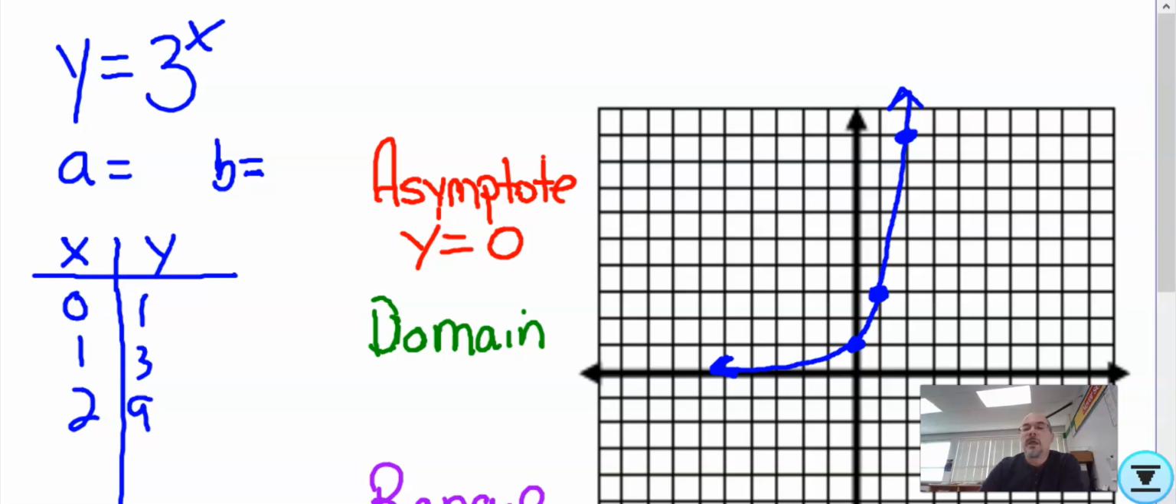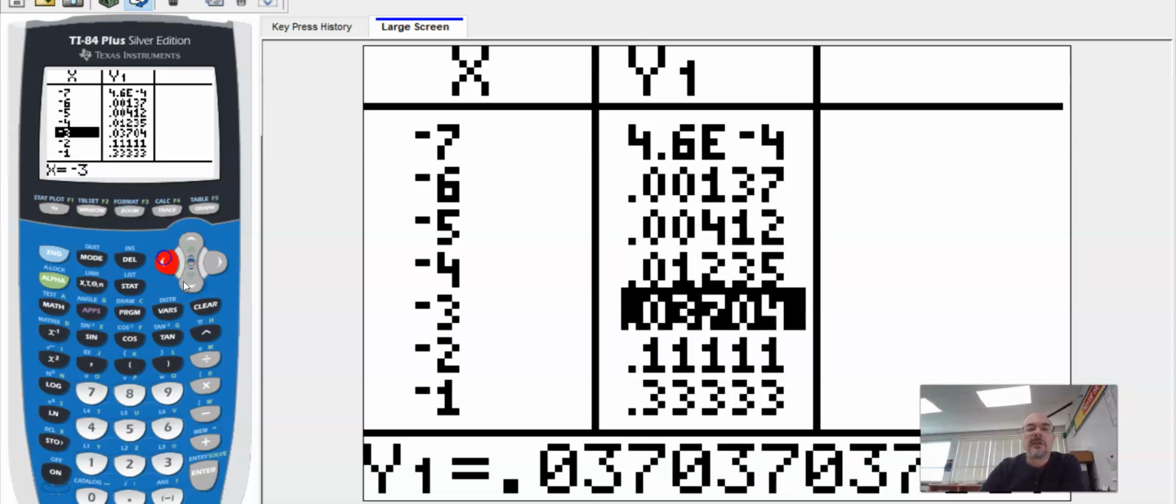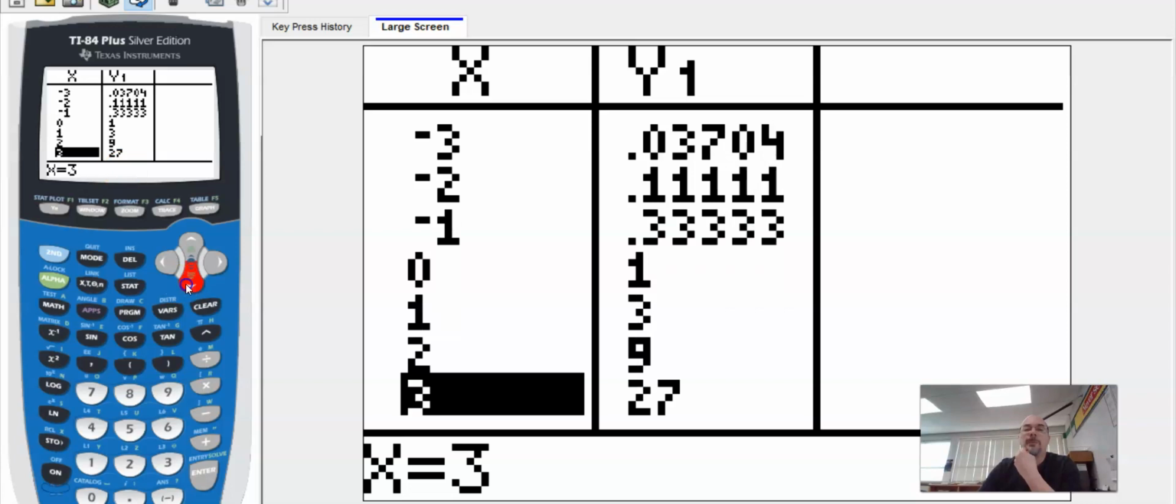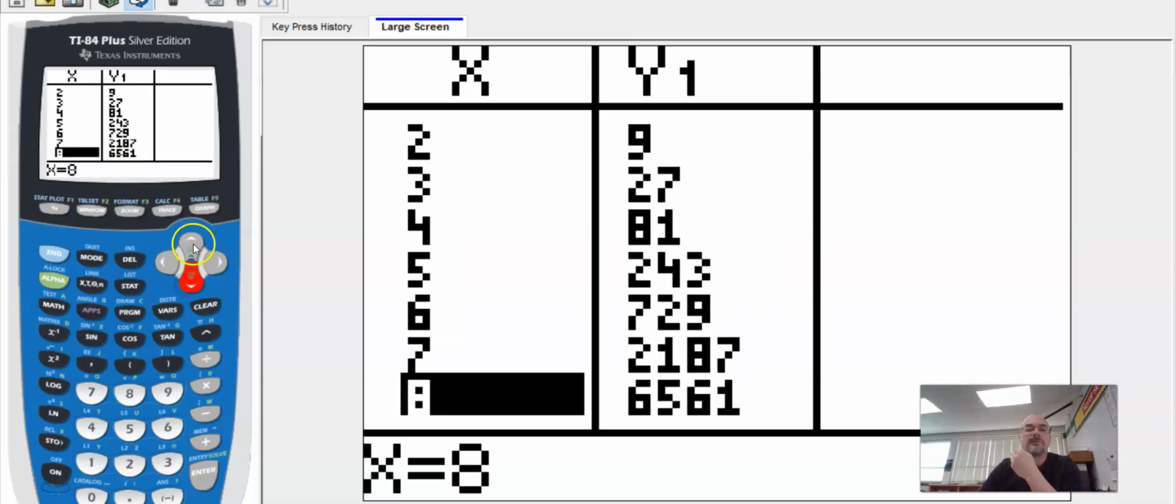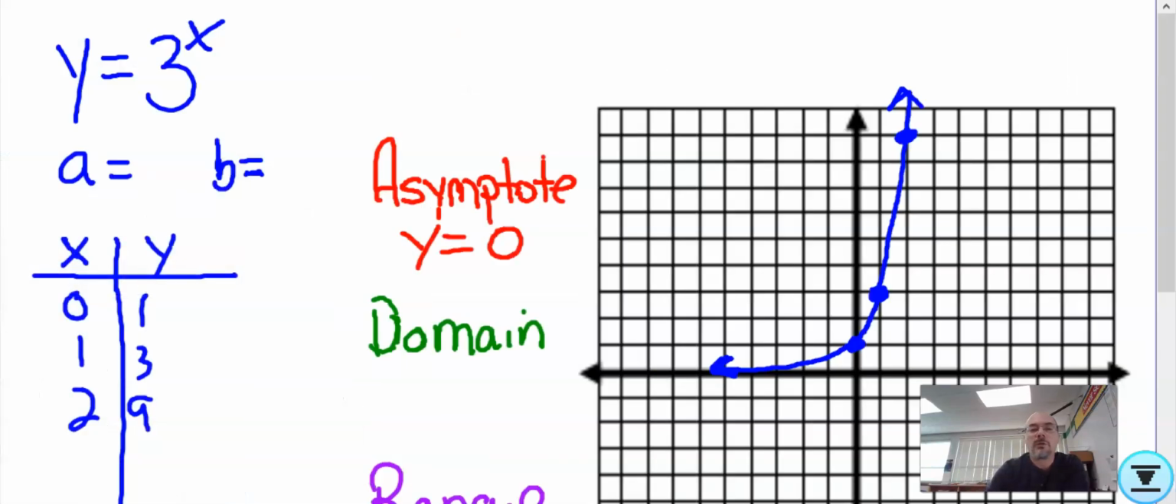Now, the domain, those are the x values. If I look at my calculator, and we did this in a different lesson, you see those negatives all have partners, and all of these positives have partners. So the domain here is all real numbers. And I'm just going to use my little symbol that I use for all real numbers.